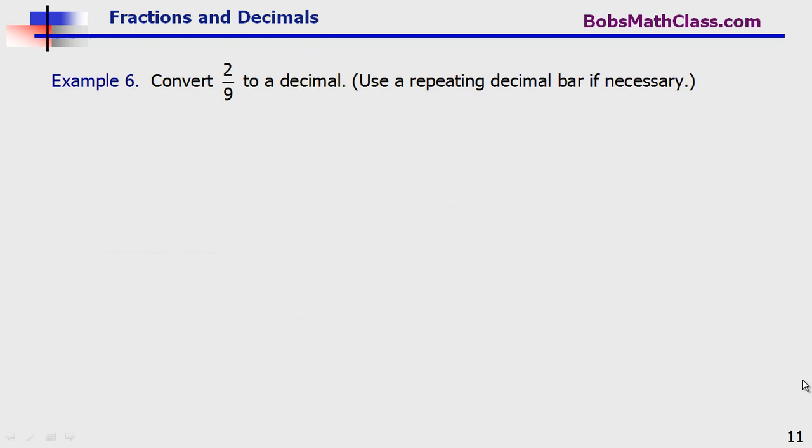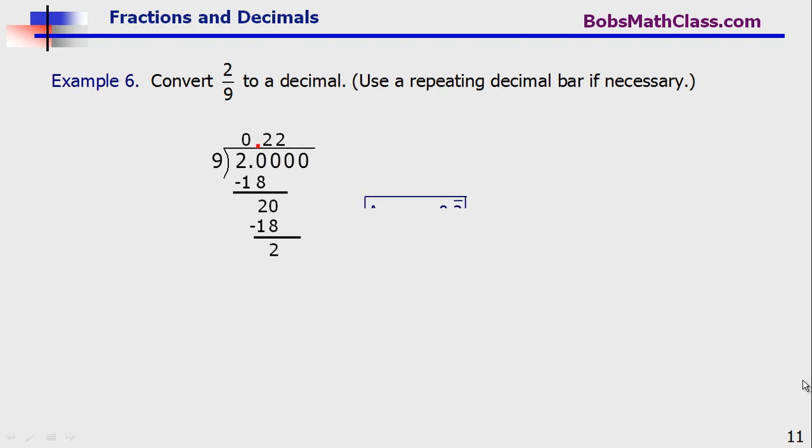Okay, 2/9. Let's try this one. Pause the video and work on it. Okay, which number goes first? Right, the 9. 9 times 2 is 18. Oh, same pattern again, right? We keep going on and on. So what's our answer? 0. You only have to put the bar over the first 2, so 0.2 with a bar over it.